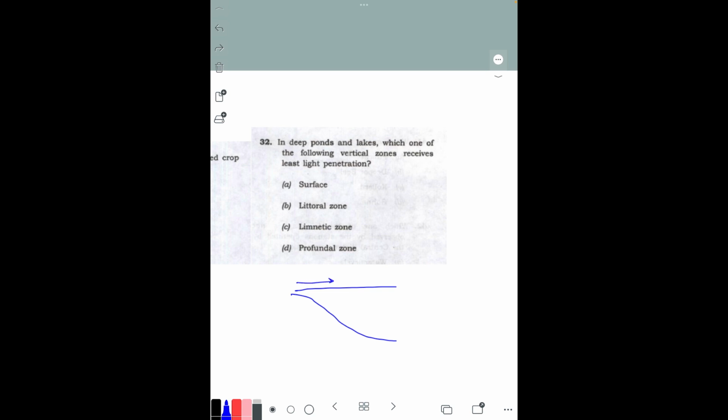So this is called the littoral zone and this is called the limnetic zone. This is called the euphotic zone and this is called the profundal zone and this is called the benthic zone. So the zone that receives least amount of sunlight is the profundal zone.